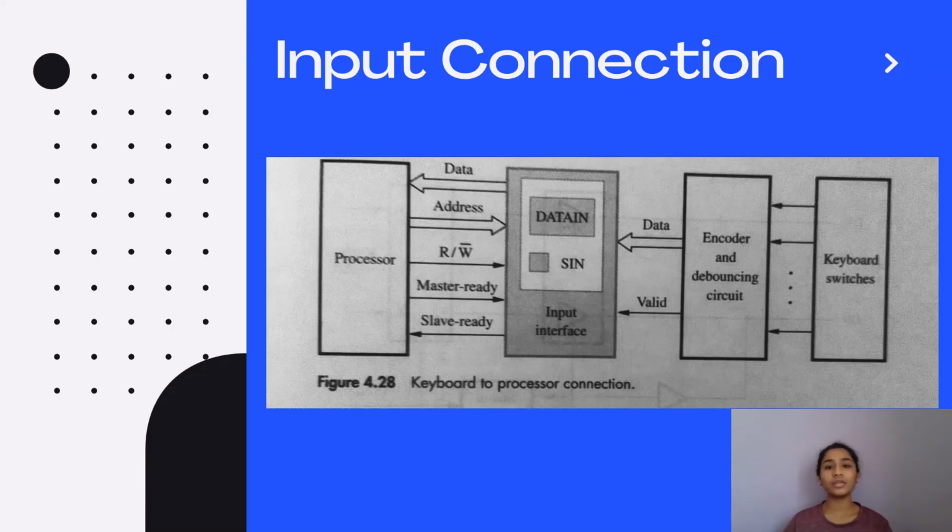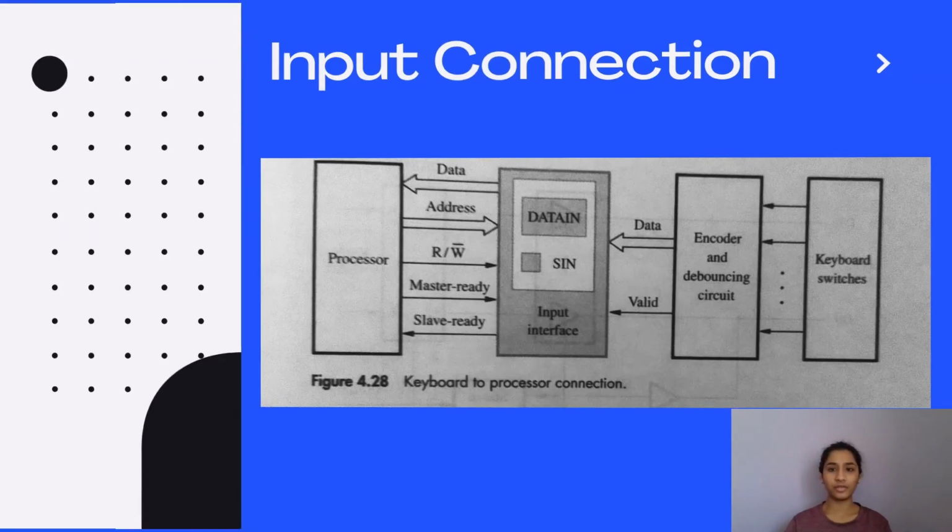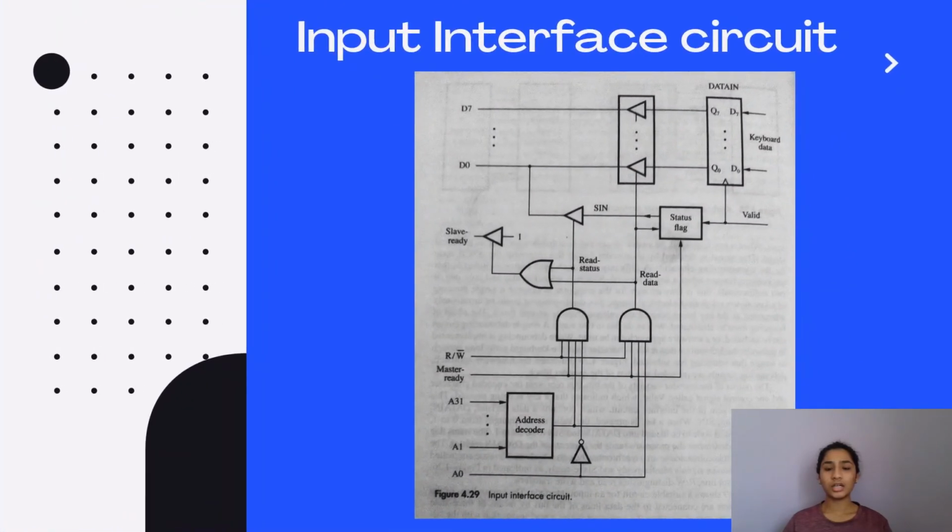Now on the other side of the input interface, which is connected to the processor, we have the data line, the address line, and one more line called read or write. This tells us what sort of operation must be performed, whether a read operation or a write operation. We also have master ready and slave ready lines. So this is about the input connection. And this is the circuitry present inside the input interface.